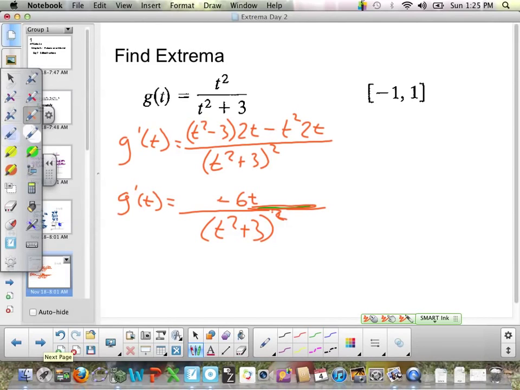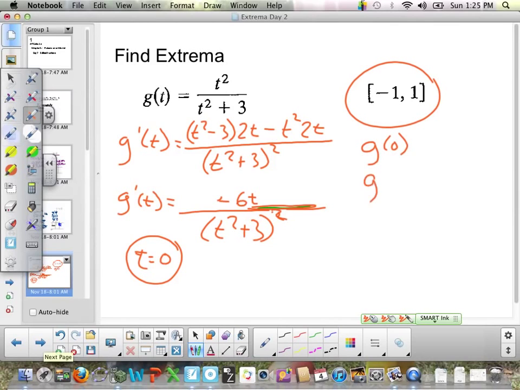Okay, what makes the fraction 0? When the top is 0, in this case t equals 0. What makes the fraction undefined? When the bottom is 0. Well, you can't square anything and add 3 to get 0, so our only critical number is 0. That is in our interval. So we will check our critical number and our endpoints to find our extrema.